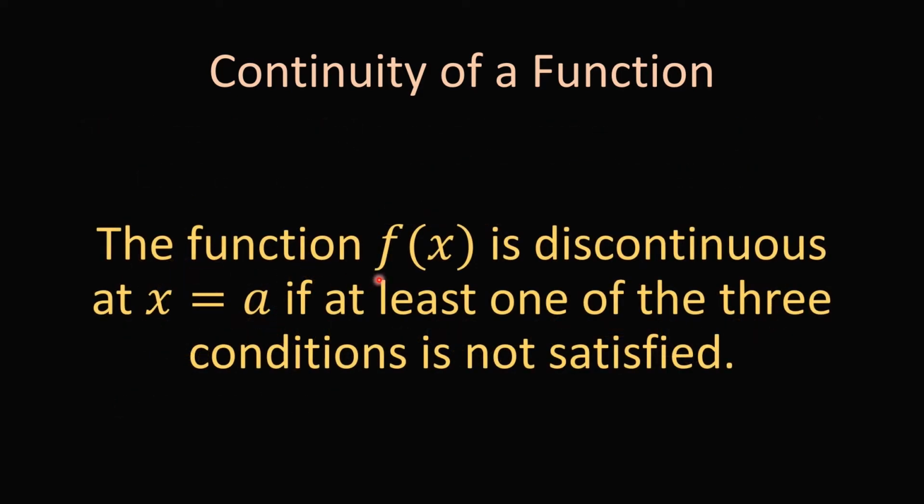The function f of x is discontinuous at x is equal to a if at least one of the three conditions is not satisfied. So we have to make sure that the three conditions are satisfied. If even just one of the three conditions is violated, then automatically the function is discontinuous.